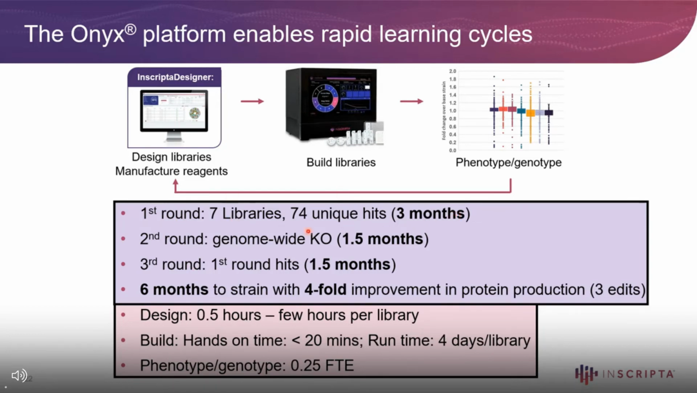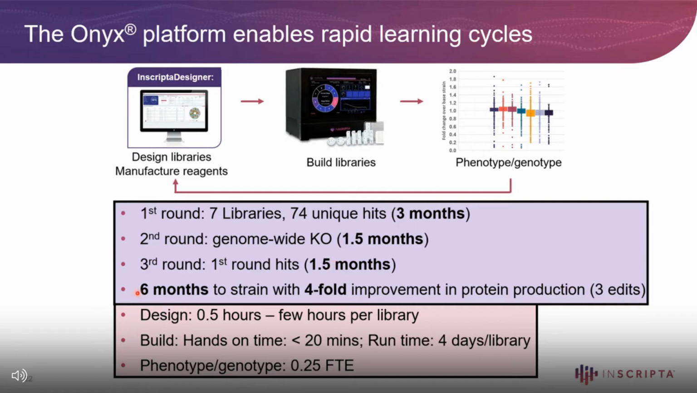For the second round, which is a genome-wide knockout stacked on a first round hit, that was about 1.5 months. And the third round, which was a first round hit on top of the second round hit, that also took about 1.5 months. Again, most of that time being spent on the phenotyping workflow.